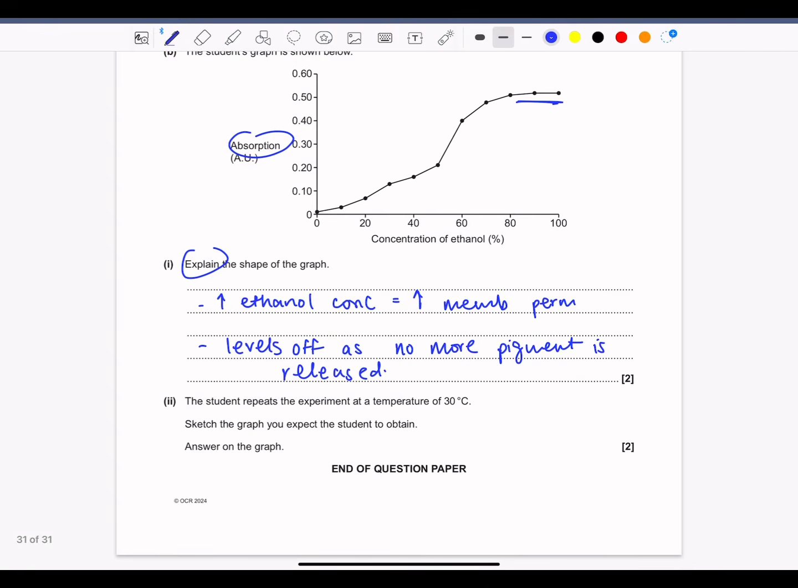The very last question: a student repeats the experiment at a temperature of 30 degrees Celsius. Sketch the graph that you would expect the student to obtain. Answer on the graph itself. A higher temperature will make the phospholipid bilayer more fluid, which means more of the pigment can leak out, therefore absorption increases. So it would be slightly higher, towards the left of this one, but the max absorption would be the same. It's higher initially, so you need a lower concentration of ethanol to get a higher absorption, but both level off at the same amount. Marking-wise, it is 1 mark for the curve being towards the left of the one that's already drawn. The second mark is that both of them level off at the same place.